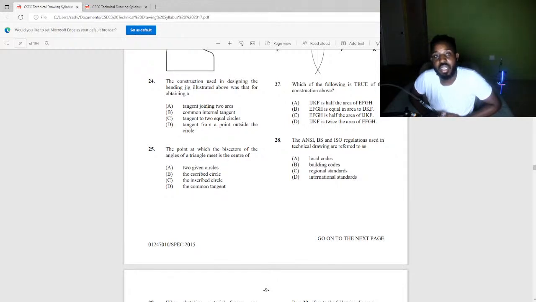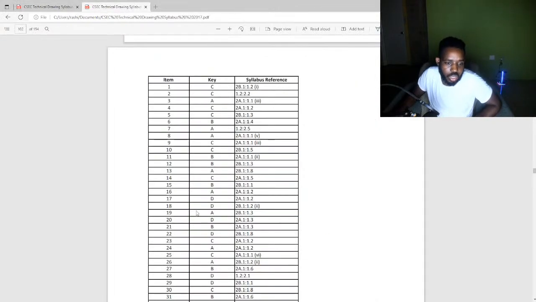Construction used in designing the bending jig illustrated above was that for obtaining a tangent joining two circles. Tangent to two equal circles. Tangent from upon this other circle, common internal. Tangent joining two circles. So 24 should be A. 24 is indeed A.